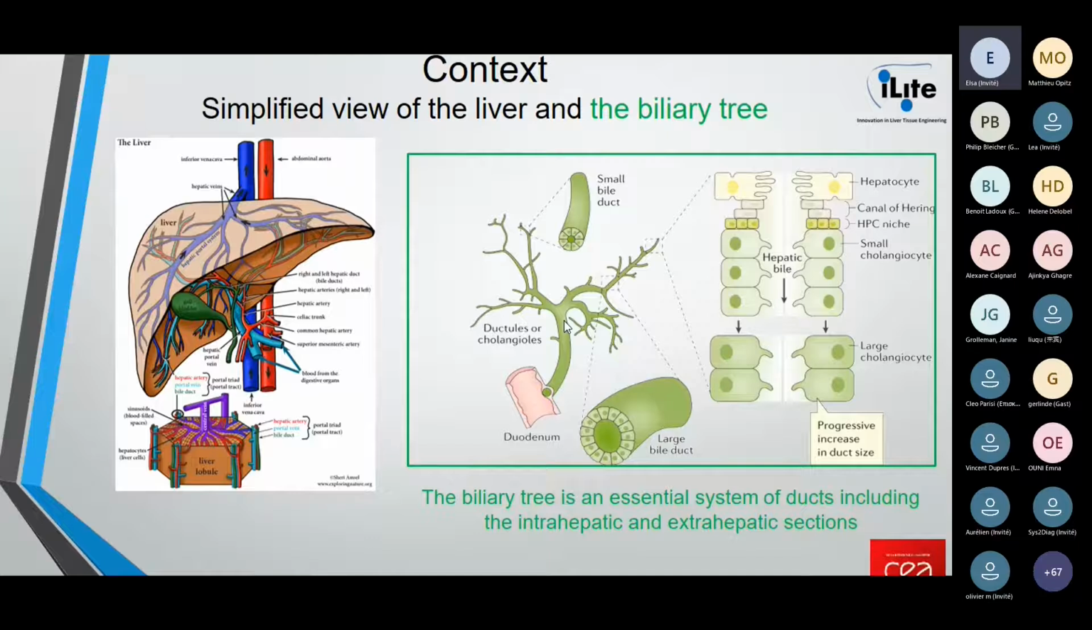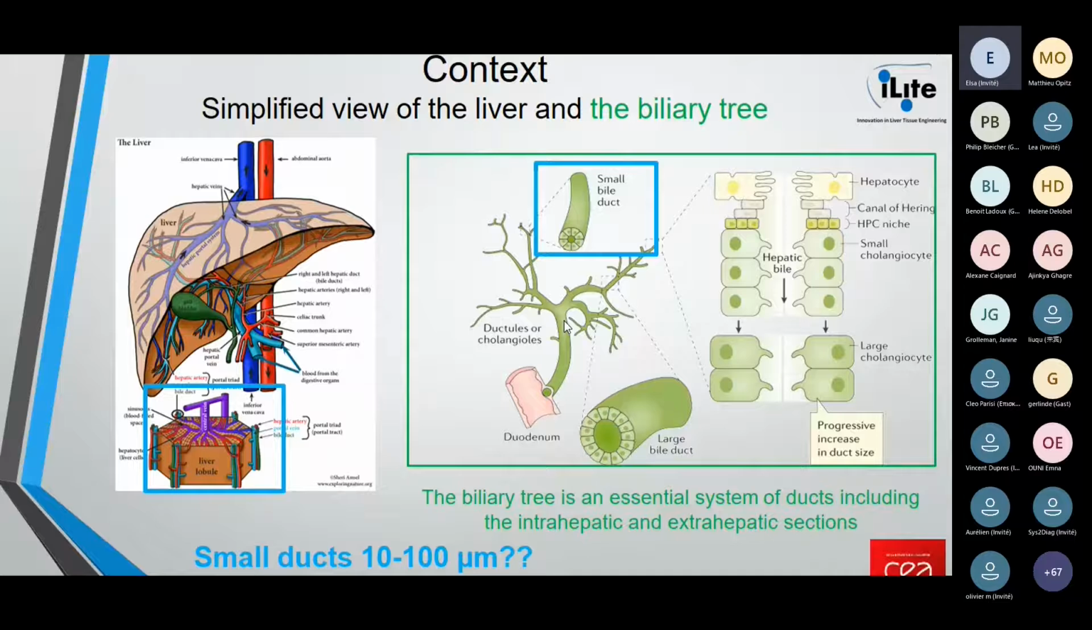This system is constituted by cholangiocytes that form a big transport system going all along the liver at different scales. There are large bile ducts and small bile ducts. And here is the problem in liver tissue engineering: there are not many studies to reconstitute such small ducts.